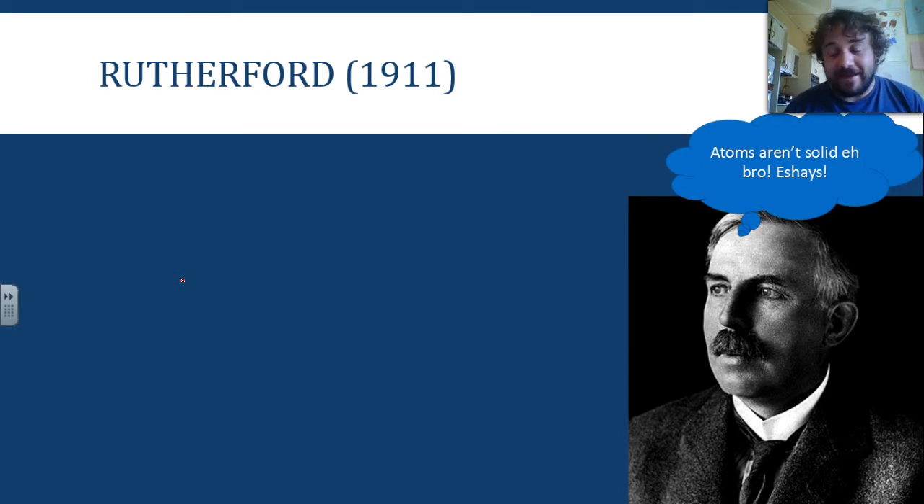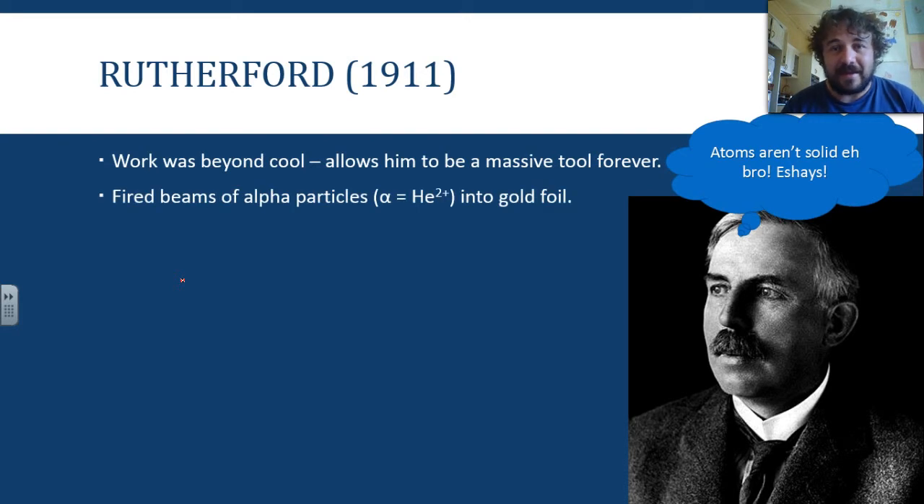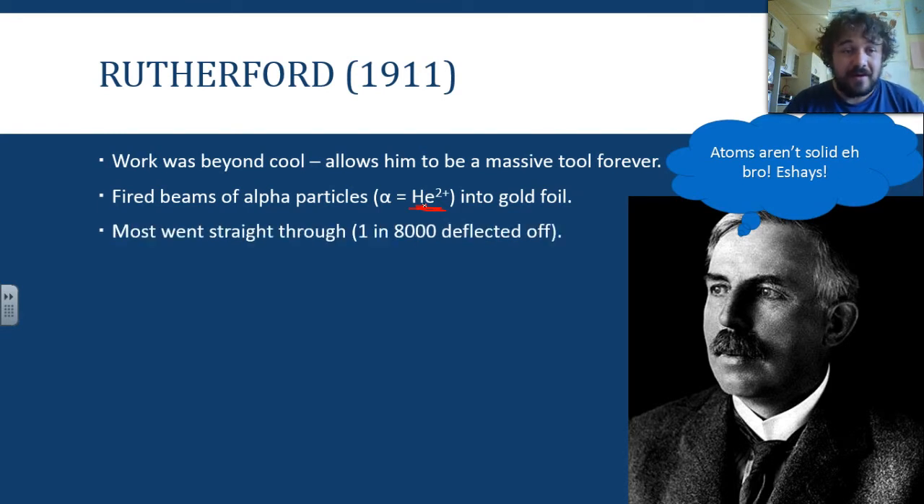Rutherford, again, classroom hero. He's awesome. And because his work was so cool, he gets away with being a massive tool forever. He was an experimental physicist, and he was awesome. So he basically fired beams of alpha particles. An alpha particle is a He2+ nucleus, which means it's a nucleus of helium with all of the electrons stripped away. So he fired beams of these into gold foil.